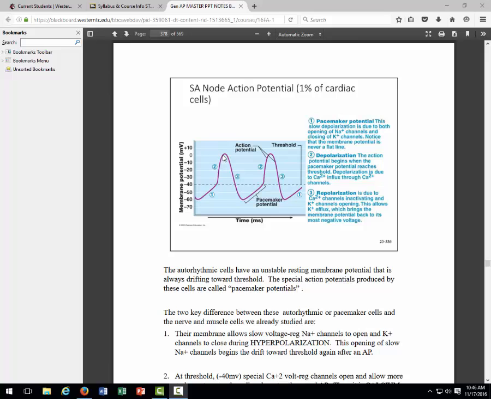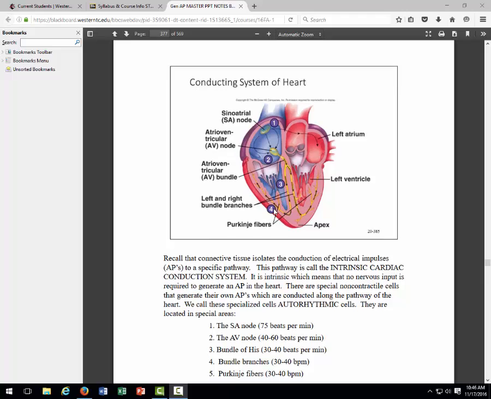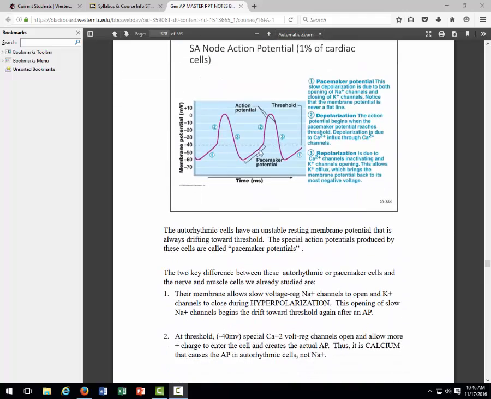And this, again, is only in those cells of the conduction pathway. So we're talking about just the cells that are found in the yellow conduction pathway, this 1%. They have a special graph of their action potential. So this is called a pacemaker potential, this sodium portion where it's drifting upward to threshold, because it happens all on its own. It doesn't need a stimulus. It just drifts. These channels just open automatically.